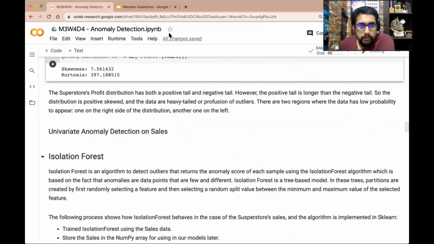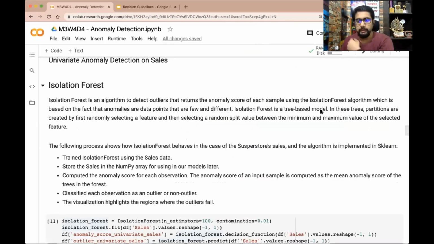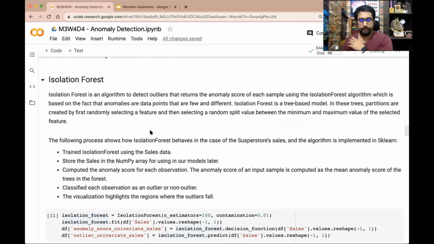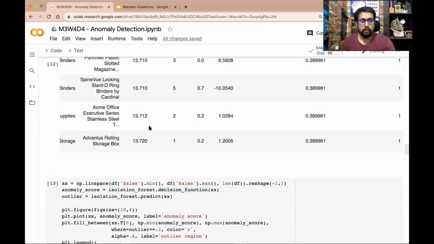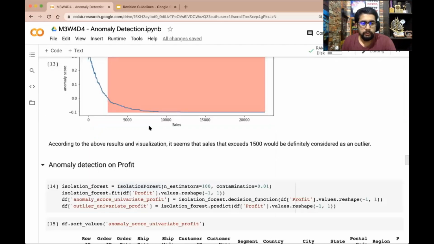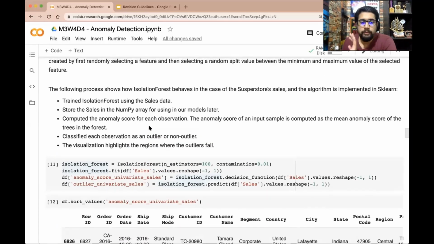So I hope the isolation forest algorithm's working is clear. This is what is written. Isolation forest is a tree based model. In these trees, partitions are created by first randomly selecting a feature, and then selecting a random split value between the minimum and maximum value of the selected feature. And basically the depth gives you the notion of how anomalous the observation is.